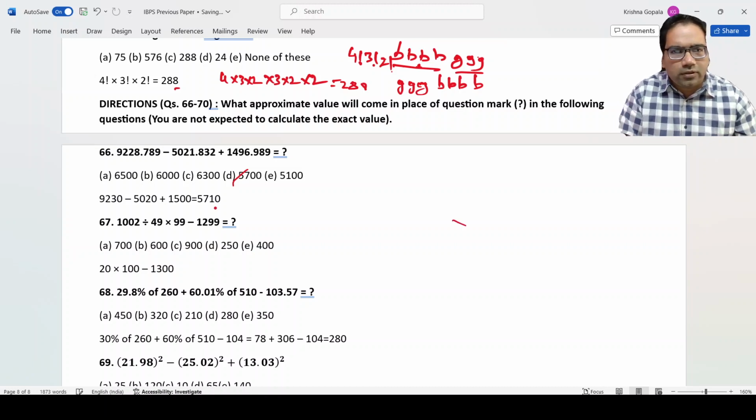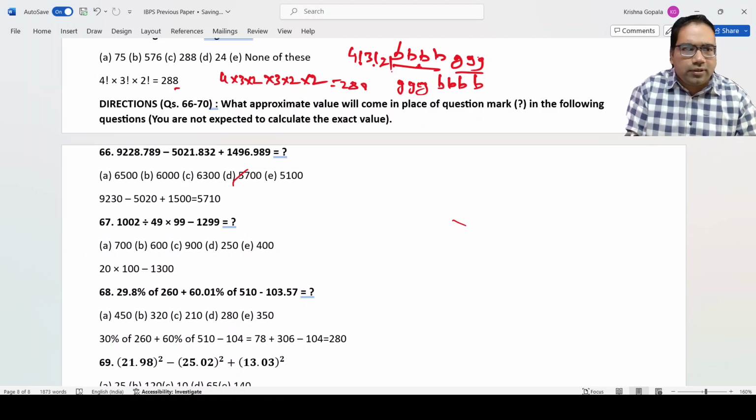1002 by 50 into 99 minus 1300. 1002 by 50 is about 1002 by 49, which is equal to 20. 20 into 99 is 20 into 100, 2000, minus 1300. Right? This is 700. 700 is the correct answer.